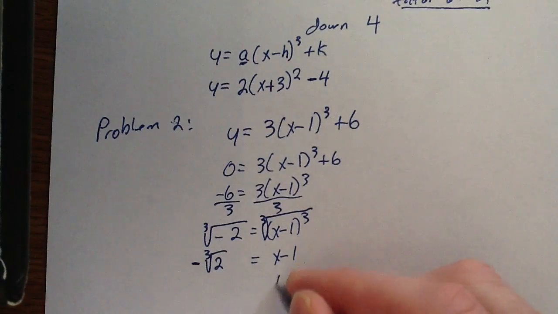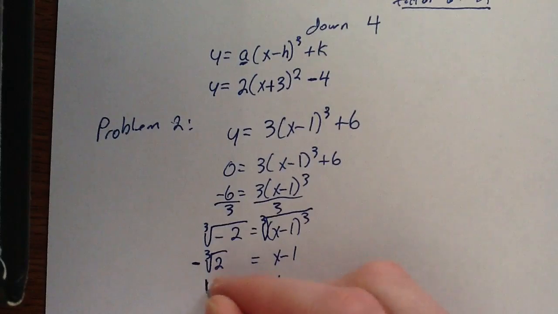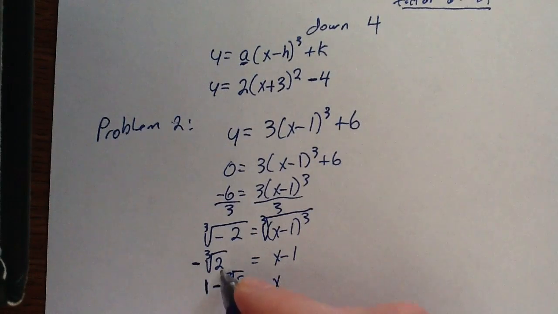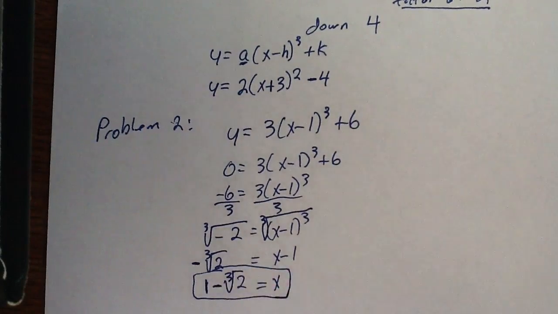Last step, we'll move the 1 over. So our root is going to be 1 positive when we move it over, minus the cube root of 2. So there's our root.